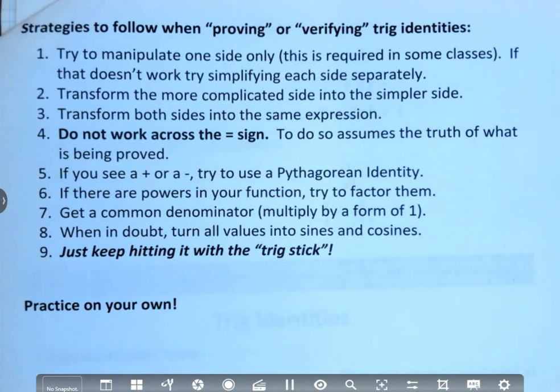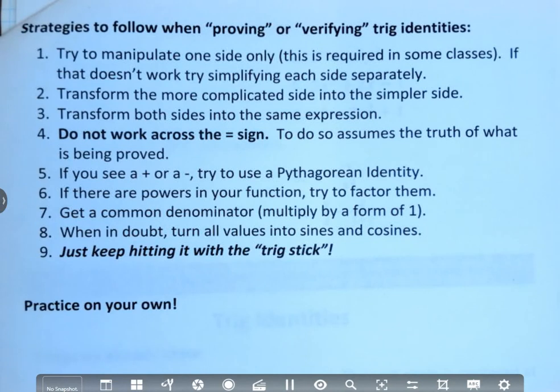Just start hitting both sides of the equation until you get them to match. But don't work across the equal sign. That means you can't just add 6 to both sides. You can't just times both sides by sine. Divide both sides by cosine. You cannot do that. We're trying to prove something. We can't assume it's already true.